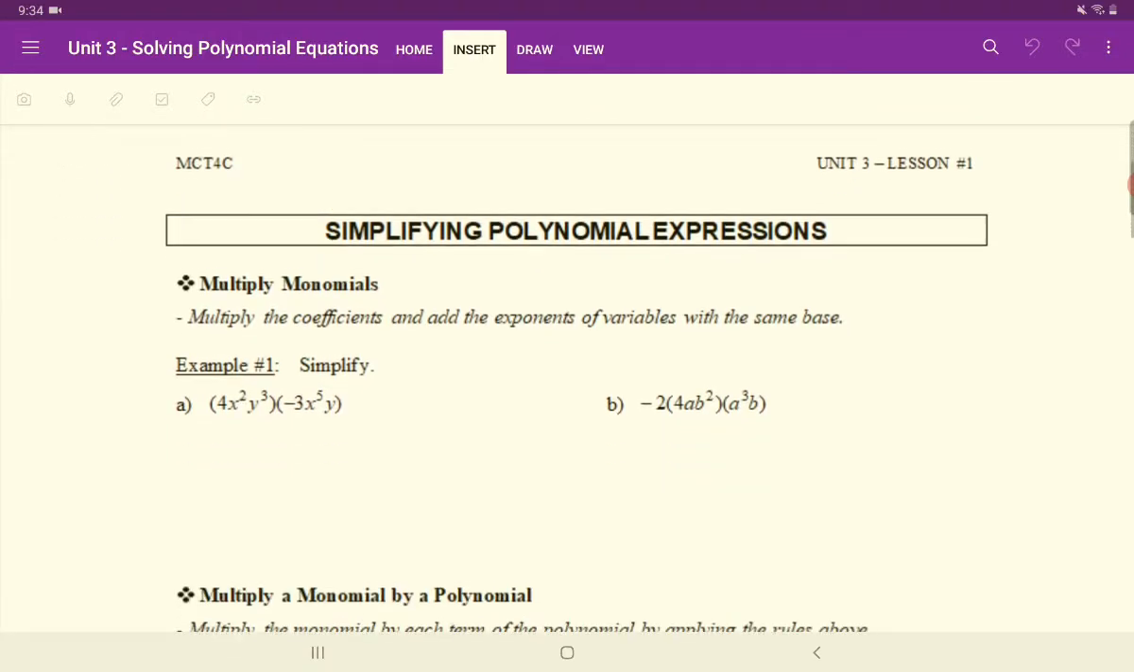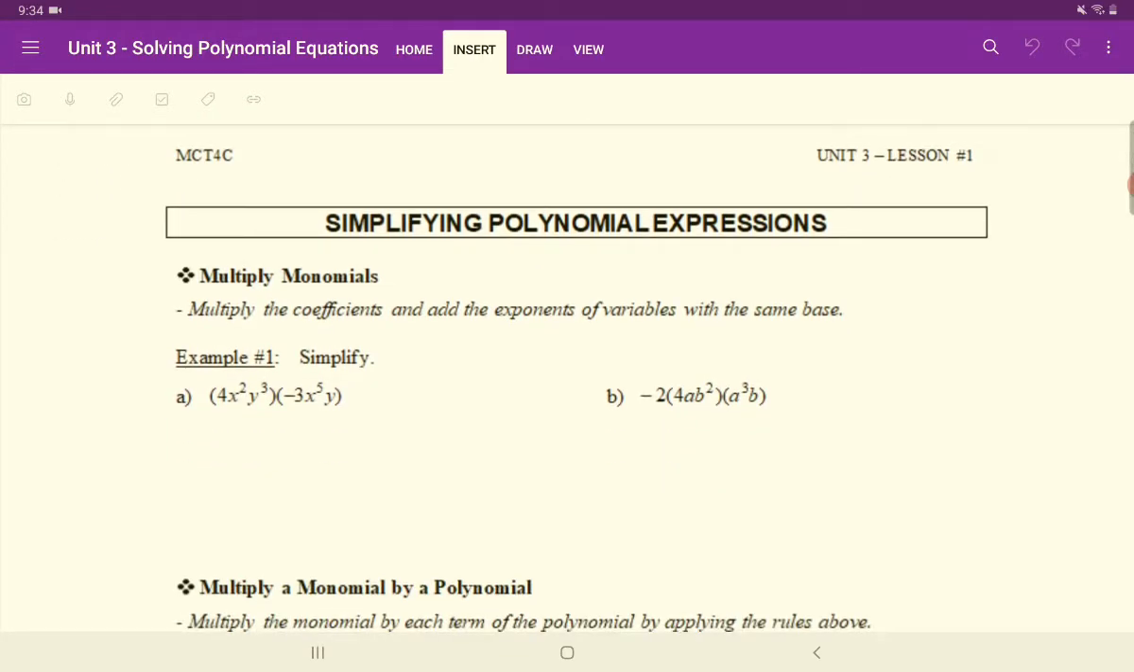This is really just a review, and we actually covered a lot of this in our review before the course. All right, so first thing, we are looking at multiplying monomials. And like I said, we have done this in our review before, so I'm going to go through this quite quickly.